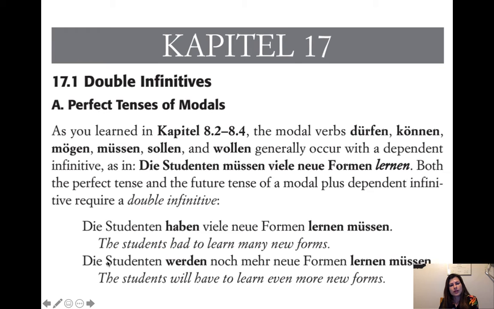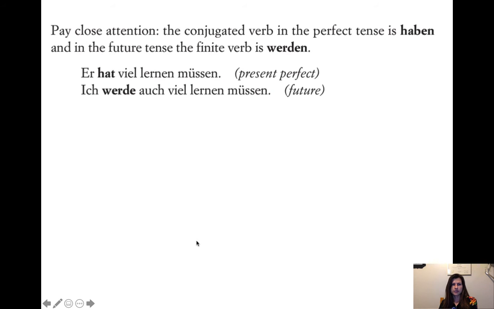Yeah. And then, die Studenten werden noch mehr neue Formen lernen müssen. So now we have werden, meaning the future, will. The students will have to learn even more new forms. Noch mehr, even more new forms. So it's the same structure where werden is a helping verb for the future, and then we have the same double infinitive thing happening at the end. Yeah. So let's look at some more.